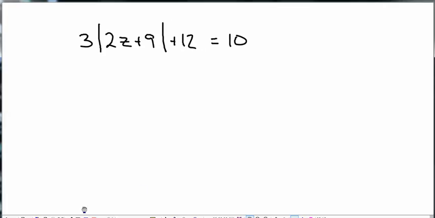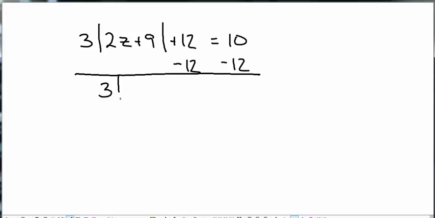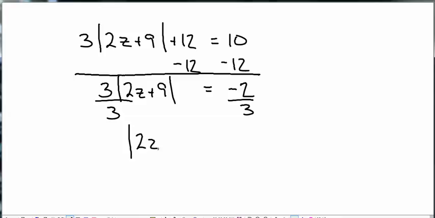What's that, Madison? Nice call. You said to subtract 12. Oh, shoot. So 3 times absolute value of 2z plus 9 is going to equal negative 2. Divide by 3. Absolute value of 2z plus 9 equals negative 2/3.